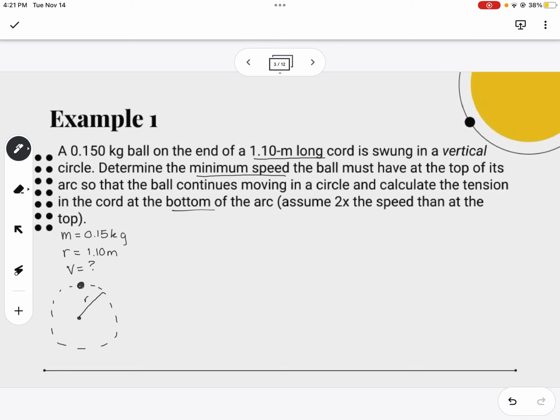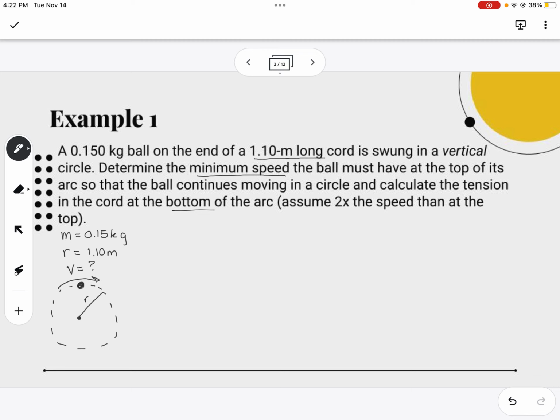Okay, so first, think about this problem intuitively. If I'm swinging something around in a vertical circle, and if you're in 220, go into one of the cabinets and find that washer on a string that I had out yesterday. If you swing it too slowly, it's not going to make it through the full circle. If you swing it fast enough, then it will keep moving at the top of the arc. So here they're asking us, what's that minimum velocity needed to ensure that this thing keeps traveling in a circular path?